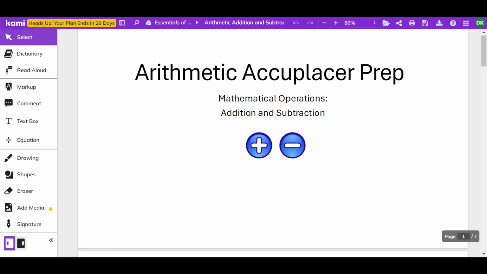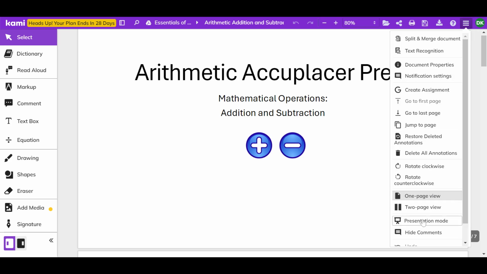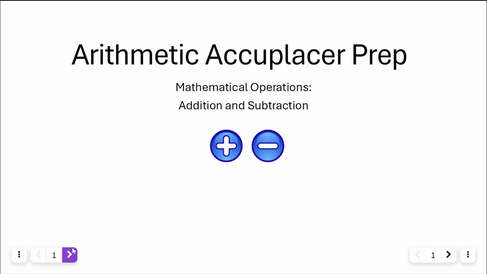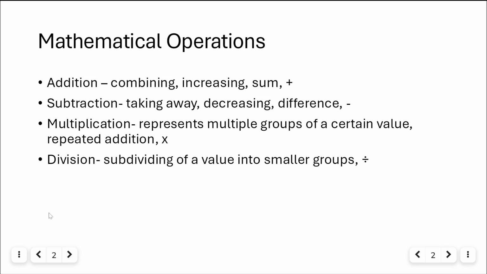Today we're going to be talking about mathematical operations, adding and subtracting signed numbers. Just to have a review of that, make sure that you remember it. All right, so let's get started on adding and subtracting.